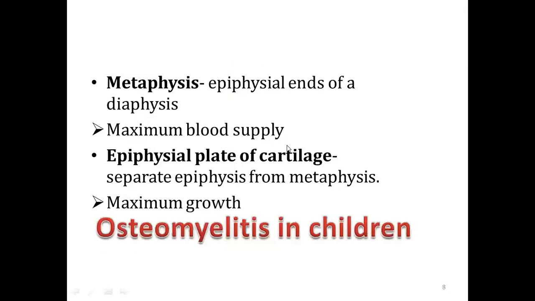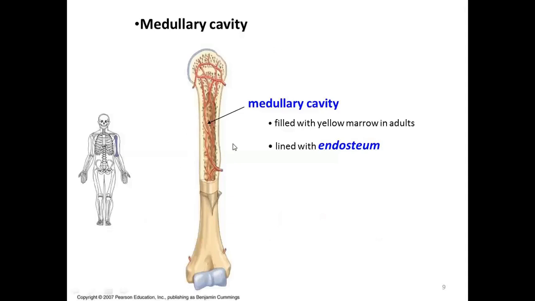Then the metaphysis: the epiphyseal ends of the diaphysis are called the metaphysis, and the maximum blood supply is present at the level of the metaphysis. The epiphyseal plate of cartilage separates the epiphysis from the metaphysis, and the maximum growth occurs there in the epiphyseal plate of cartilage. So the common disease at this level is osteomyelitis in children. And the medullary cavity is filled with yellow marrow or bone marrow in adults and lined with endosteum. Here you can see the diagram, so medullary cavity.